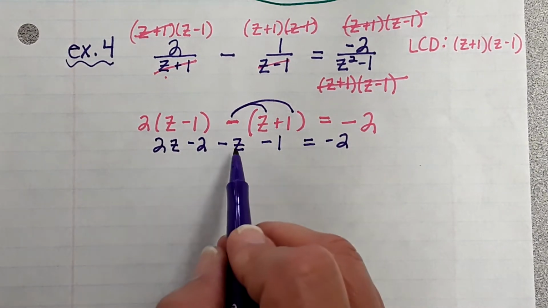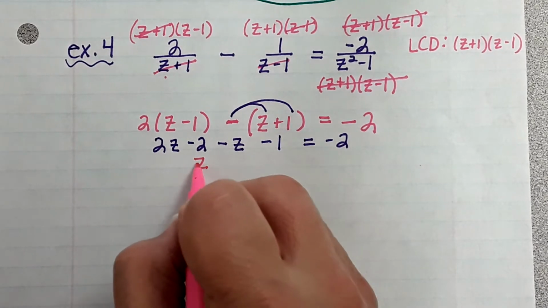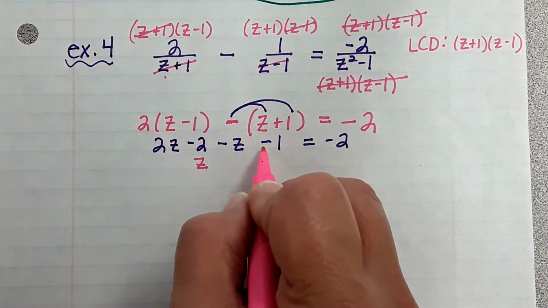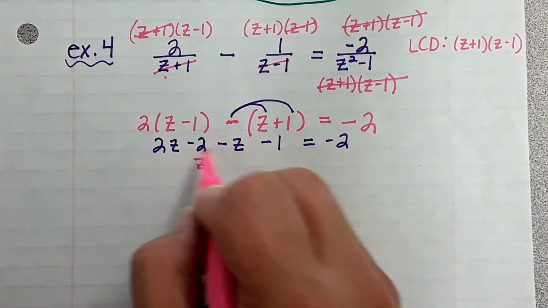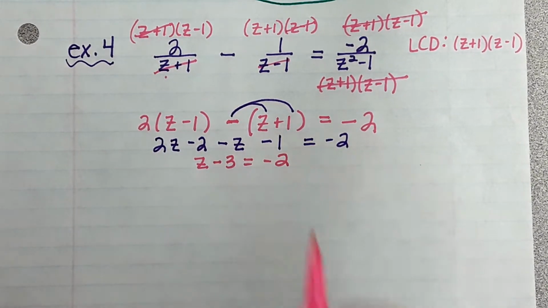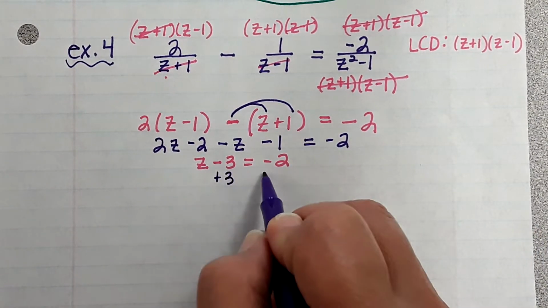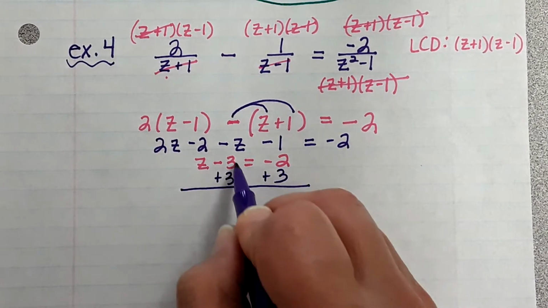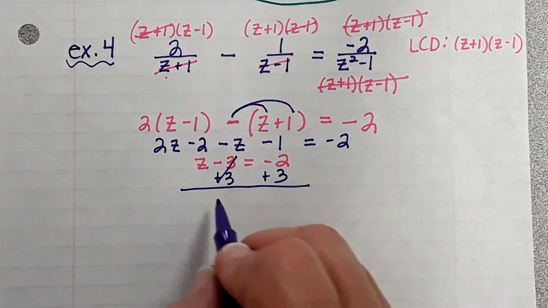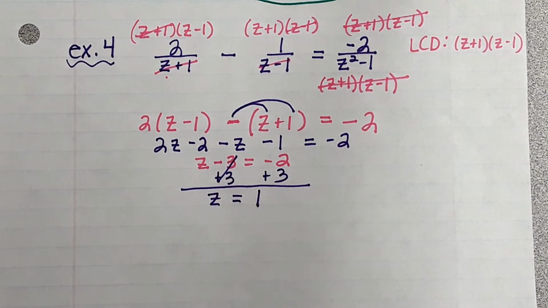So 2z minus z is z. Negative 2 minus 2 minus 1. Oh my gosh. Negative 2 minus 1 is negative 3. And then what do I get? I'm going to add 3 to both sides. And z equals 1. Let's test it.